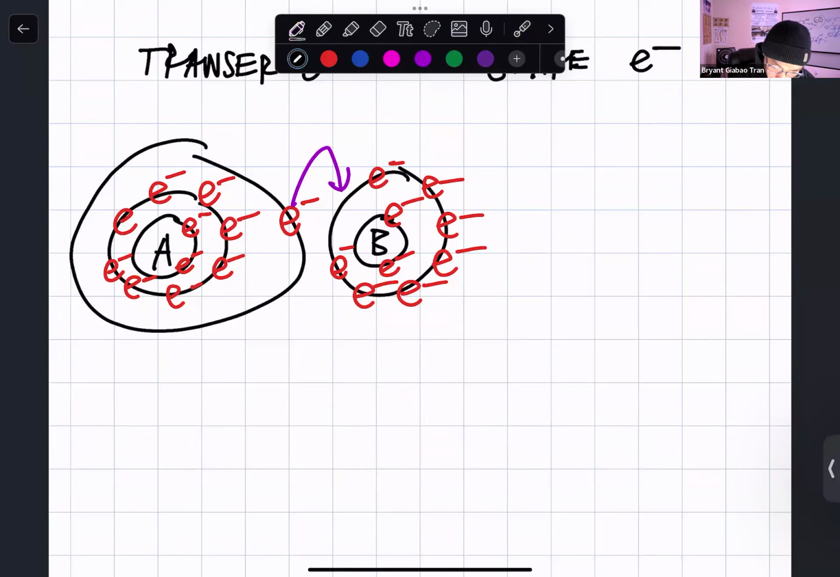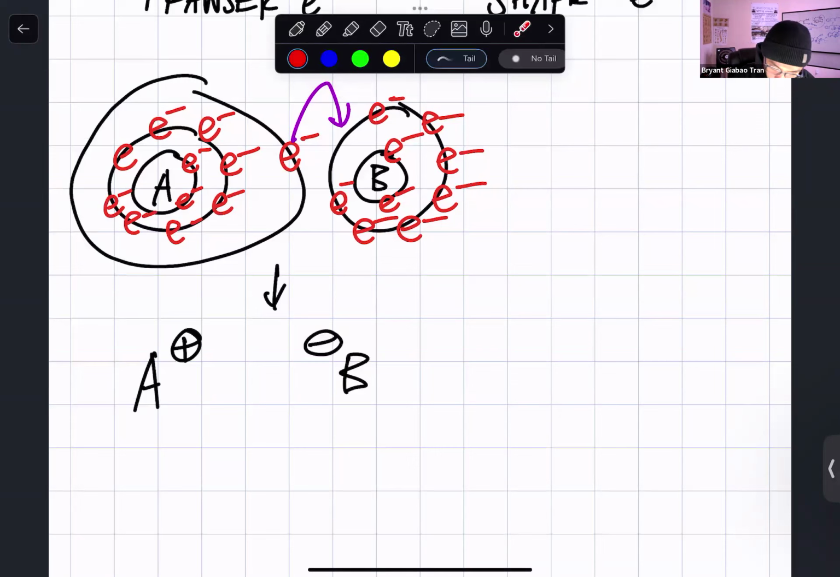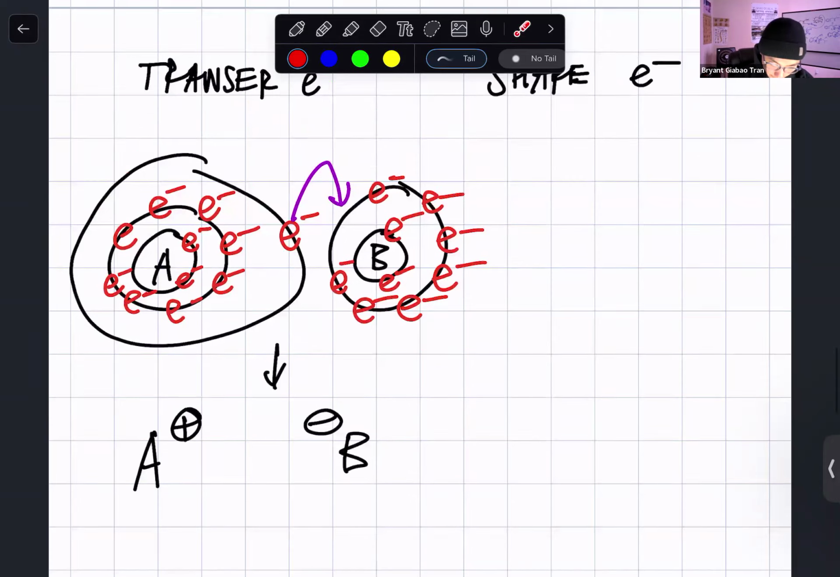Right? So to fulfill the octet rule, atom A is going to donate its 1 electron to atom B right there. And as a result, we are going to have atom A with a full positive charge because it lost an electron. It fully donated this electron to atom B. And atom B right here is going to have a full negative charge because it gained a full electron from atom A. So that's the full transfer of electrons right there.